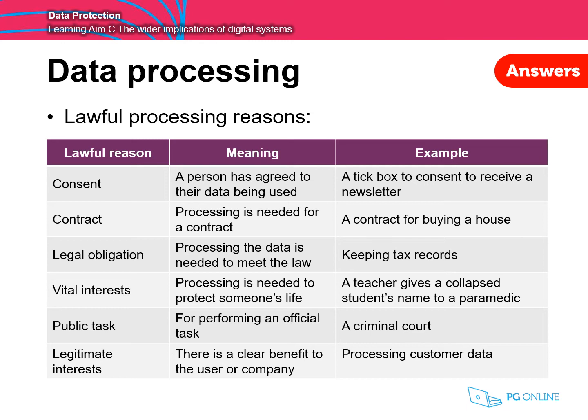The next way of lawful processing is vital interest, and this is if it's to protect somebody's life. For example, a teacher could give a student's name to a paramedic if they've collapsed, so they can talk to them to try to get them to recover. The last 2 are public task, where it may be a criminal court, or legitimate interest, where there's a clear benefit to the user. So if they process customer data and they can then find a benefit to the customer, then obviously that is a beneficial thing and should happen.